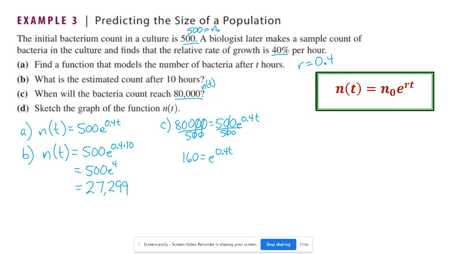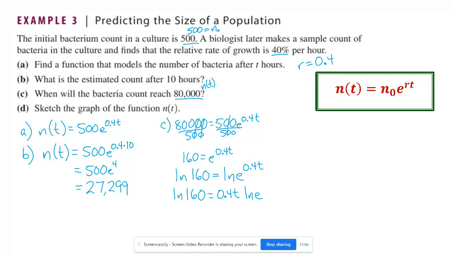Now here, we're in the same situation where our variable is in the exponent. So the only way to get it out is to take a logarithm of both sides. Since we're using e, instead of a regular old log, we're going to do a natural log, ln, so log base e. You'll see why we do that in just a second. The first thing we want to do is use our logarithm trick to take the stuff in the exponent and pull it out front. So we still have natural log of 160 equals 0.4t times ln of e.